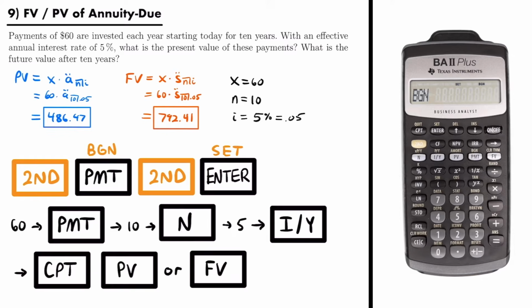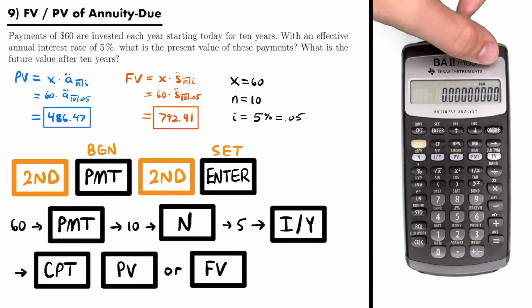All right, so now that we've done that, we can hit second and then compute, which will quit out, right? When we hit second, we're going to be using the quit function. And so we'll hit second quit. And now we're back to our main screen where we just have a bunch of zeros. But now you'll notice that above the zeros, we have that BGN, which lets you know that your annuity calculations are going to be for an annuity due, where the payments are at the beginning of the period.